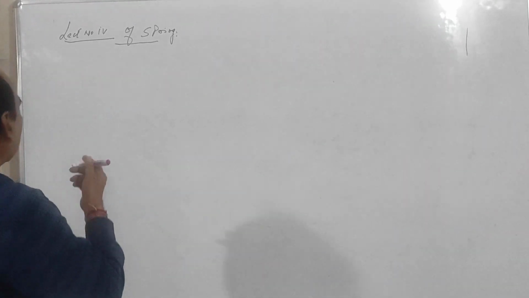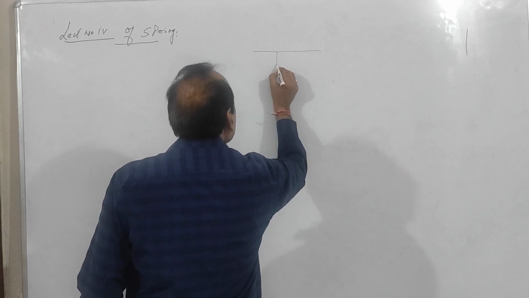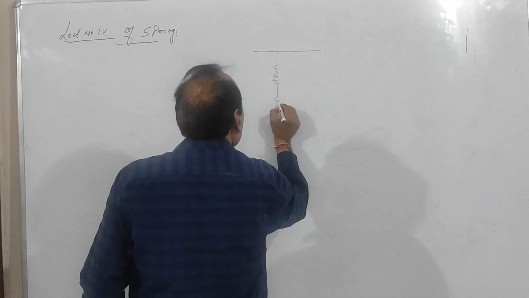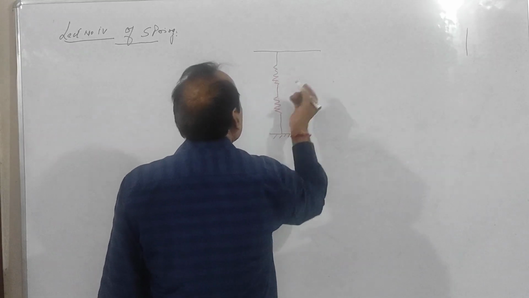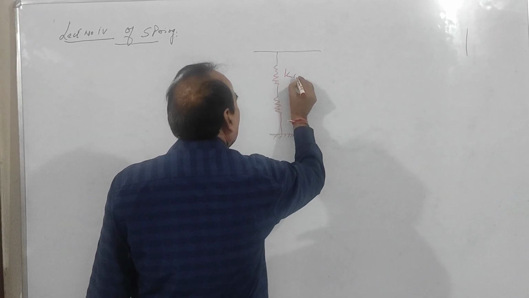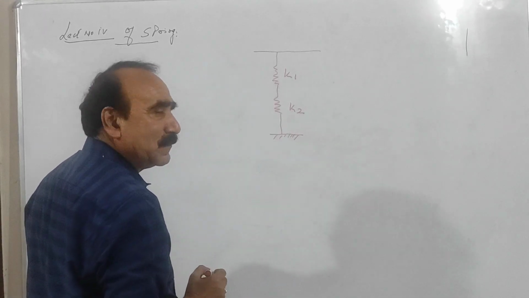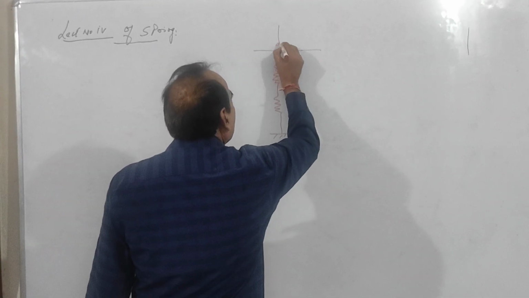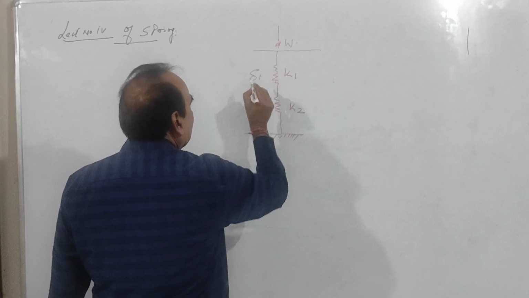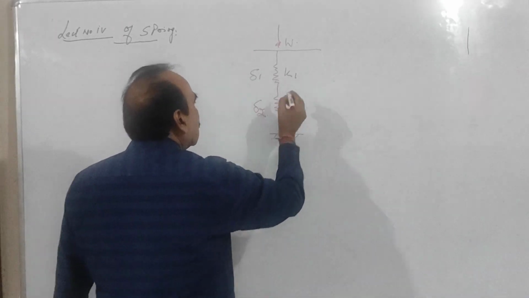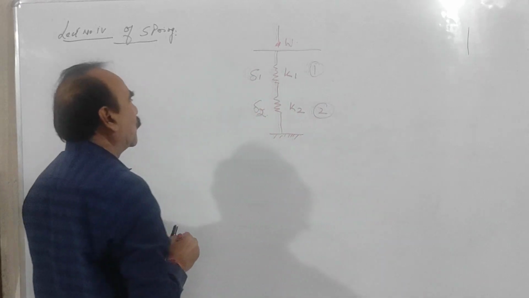Suppose this is your spring number 1 and spring number 2, connected in series. The stiffness of this one is K1 and the stiffness of this one is K2. Here W is the load applied. The deflection of spring 1 is delta 1 and that of spring 2 is delta 2.